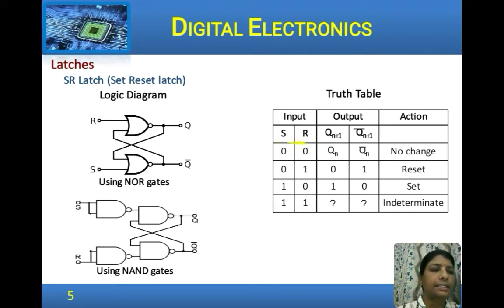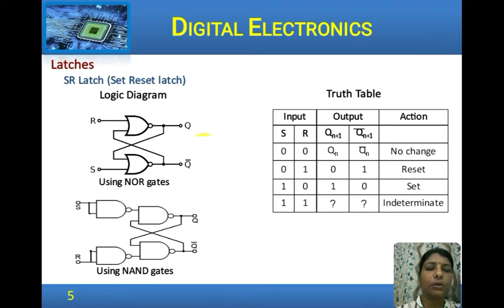The inputs are S and R and the outputs are Qn+1 and Qn+1 bar. Qn represents the present state and Qn+1 the next state. So, given the output of the present state, what will be the next state when the inputs are given? If the current output or the present state of an SR latch is Qn, and S and R are both given the value 0, 0, then the next state happens to be the current state itself, that is, there is no change in the output.